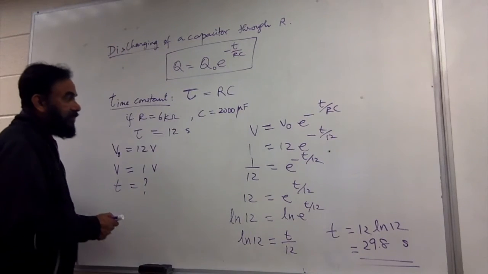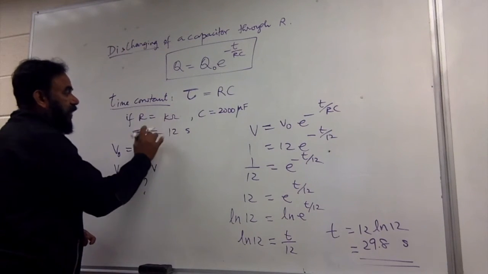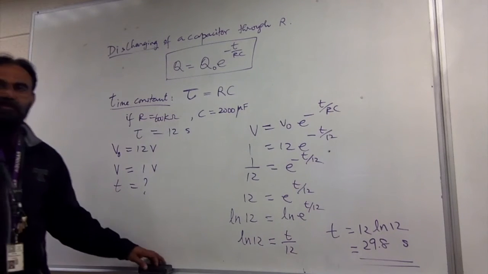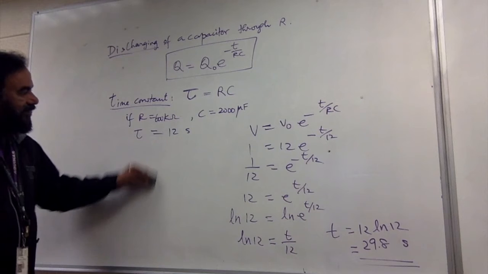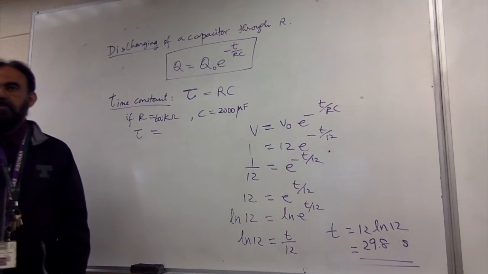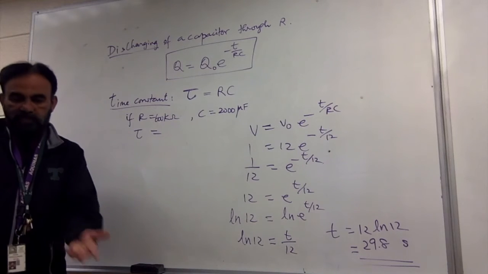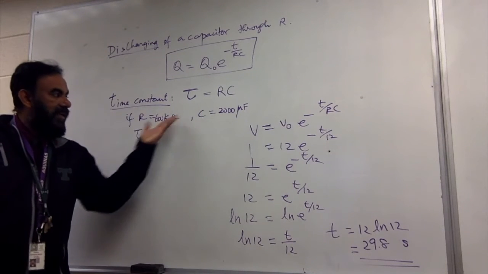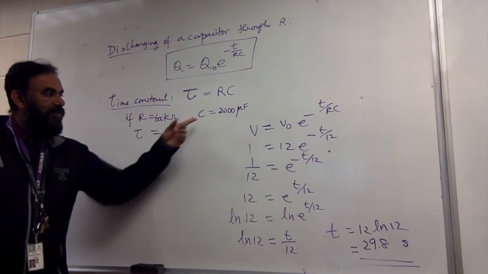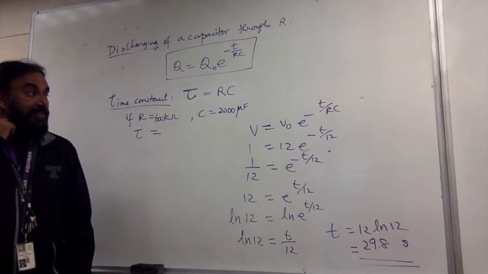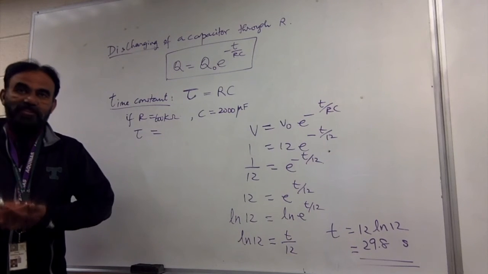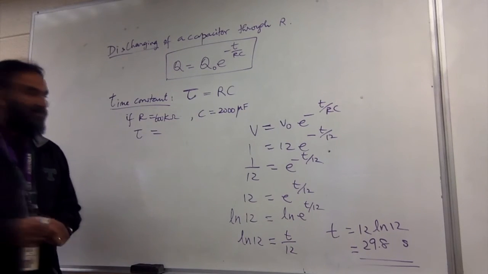Now what if I put this one as 600 kilo ohms? What's the time constant? If I put 600 kilo ohms, it's just a resistance, which I have there. 600 kilo ohms is not a big deal. So if I have 600 kilo ohms and a 2000 microfarad capacitor, and I connect them into a circuit, how much is the time constant? How much?